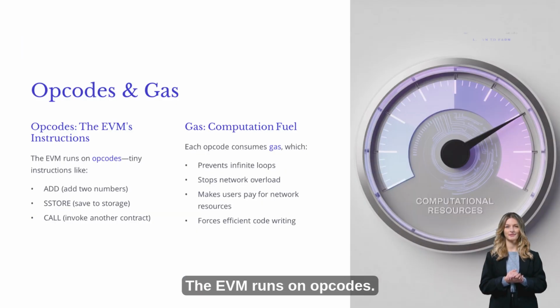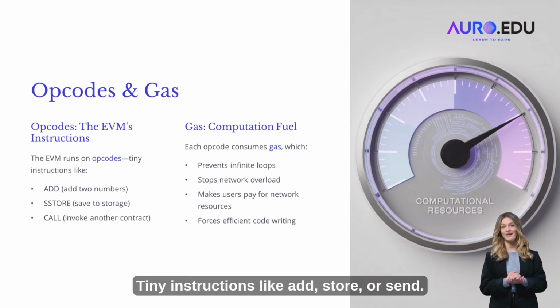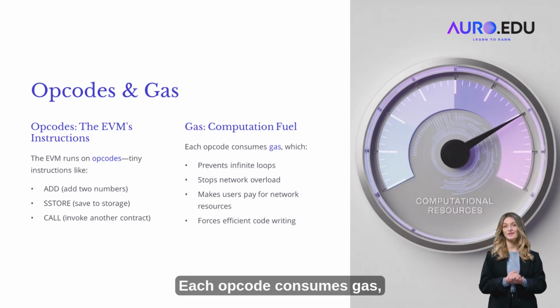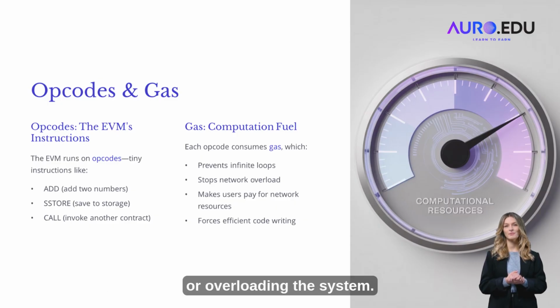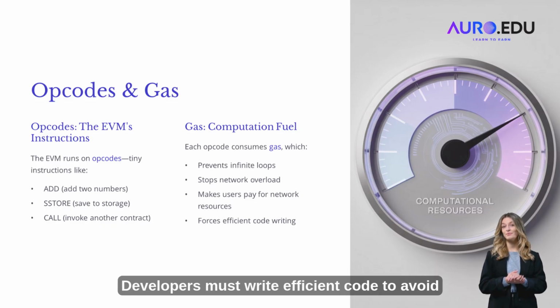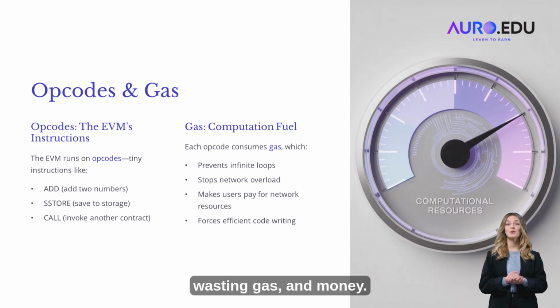Opcodes and gas. The EVM runs on opcodes, tiny instructions like add, store, or send. Each opcode consumes gas, which is like fuel for computation. Gas prevents people from running infinite loops or overloading the system. Every operation has a fixed gas cost. Developers must write efficient code to avoid wasting gas and money.